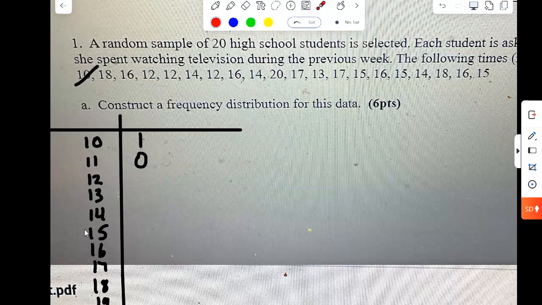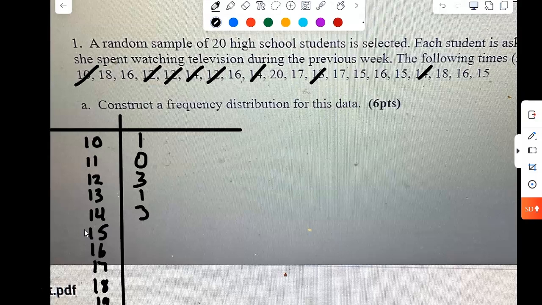We keep going and we count up our 12s. 1, 2, 3, and so that would be it. Just 3 of those. Then we count up the 13s. 1. That's it for 13. So it would have a frequency of 1. Then we go through with 14. 1, 2, and 3.